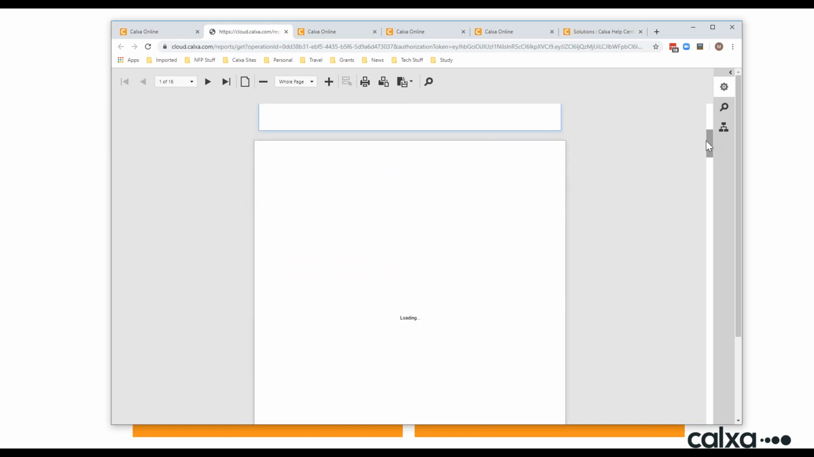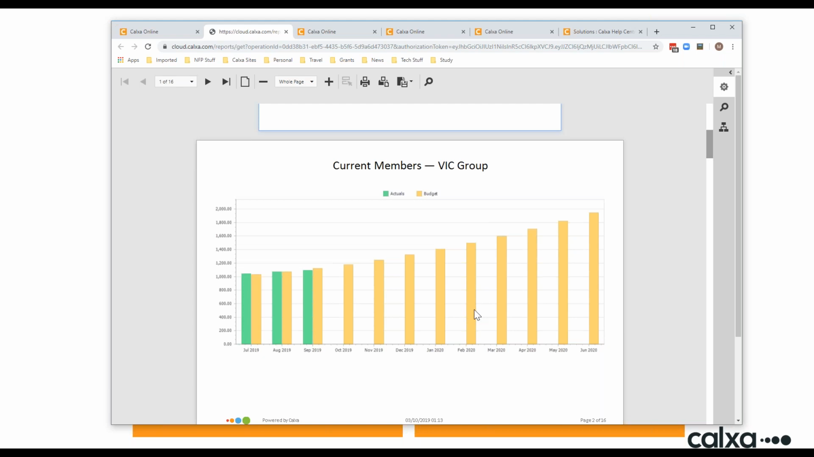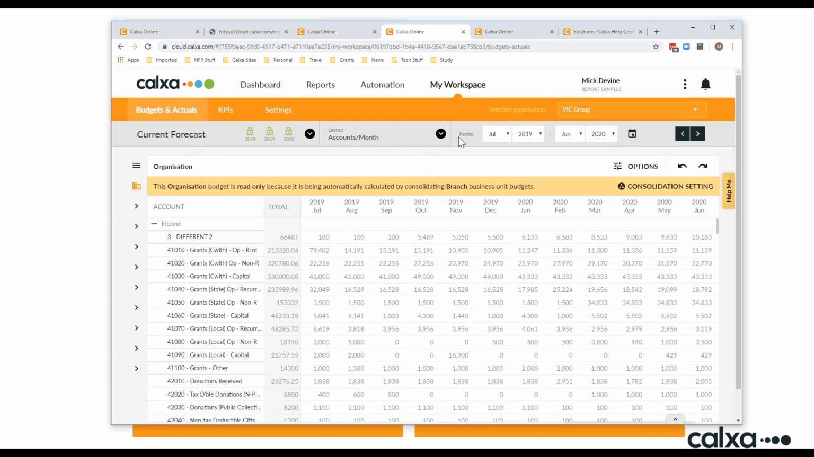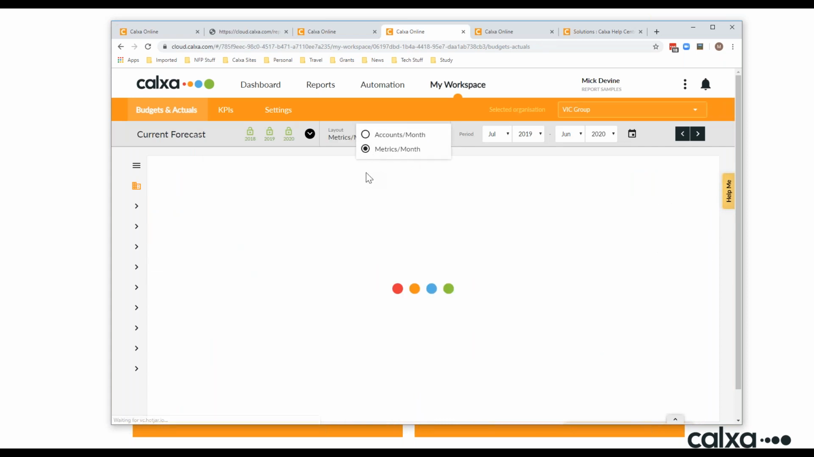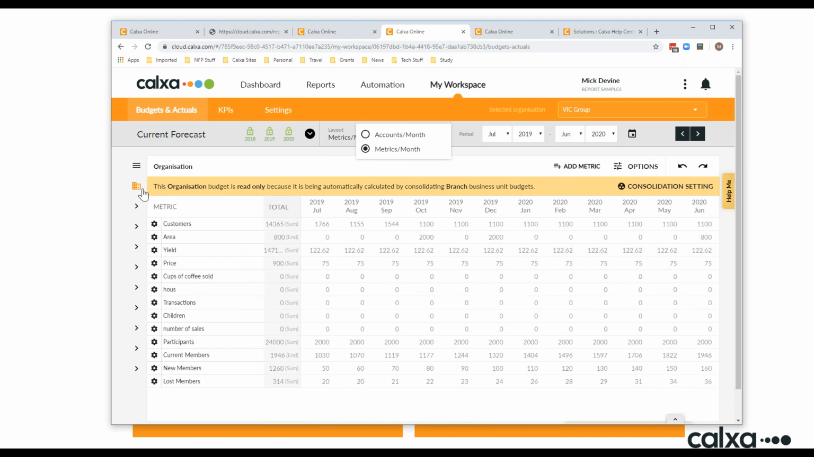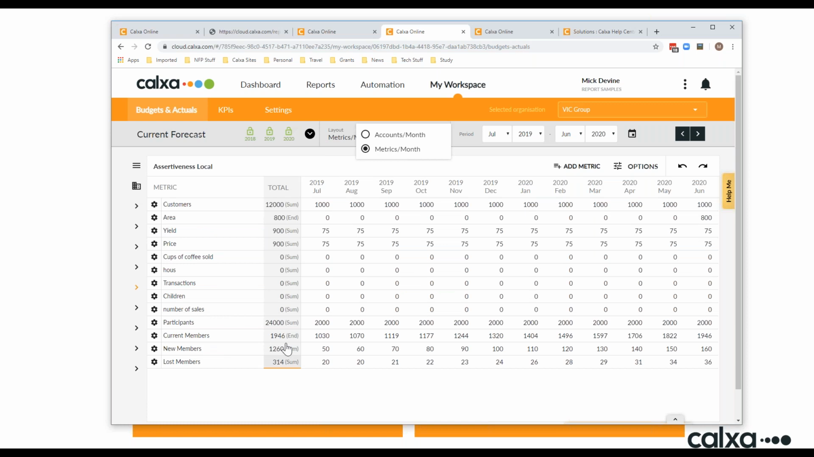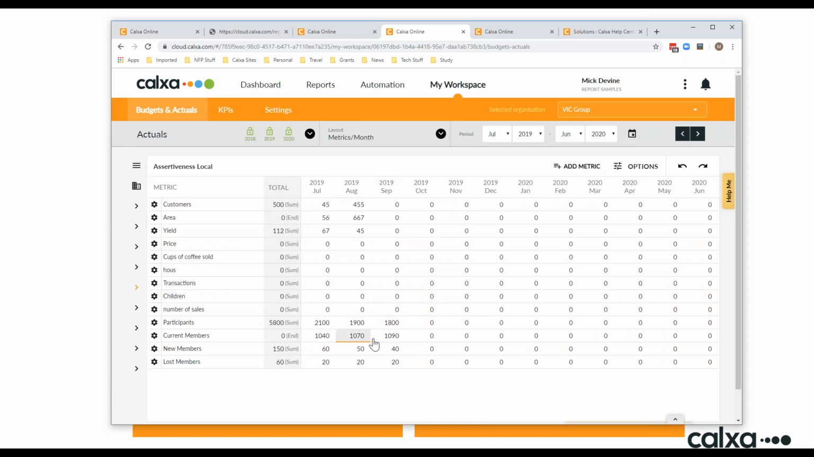So when we're looking at membership, it's very much just the raw numbers. And in Calxa, in our budgets, you can put budgets in for numbers, but you can also put metrics in for non-financial data as well. So in this case, I've put in each month the budget for the number of members that we're expecting, because we're expecting to grow our members, the number of new members we get, and we realize we're going to lose some members every month, so a budget for those as well. And then I can also put in the actuals.